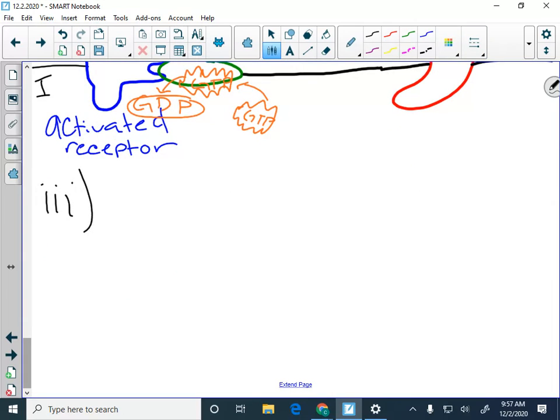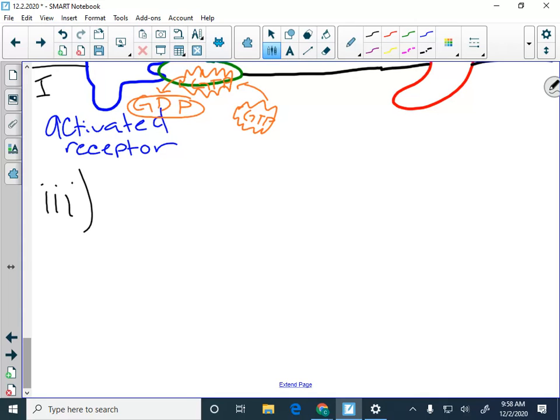In step 3, our G protein is now activated. That activated G protein will bind with the enzyme, changes the enzyme shape, and triggers the next step in the cellular response. So that G protein that can still move along the inside of the membrane, now that it is activated, can leave the receptor and go to the enzyme.